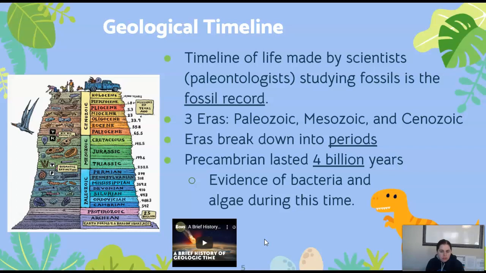All right, geological timeline. Timeline of life made by scientists. Those scientists are called paleontologists because they are the ones that are studying the fossils in the fossil record. This is the rough timeline. We have 3 eras. That's the largest chunk, the least specific. We have the Paleozoic, Mesozoic, and Cenozoic. The eras break down into different periods, and that's slightly more specific.